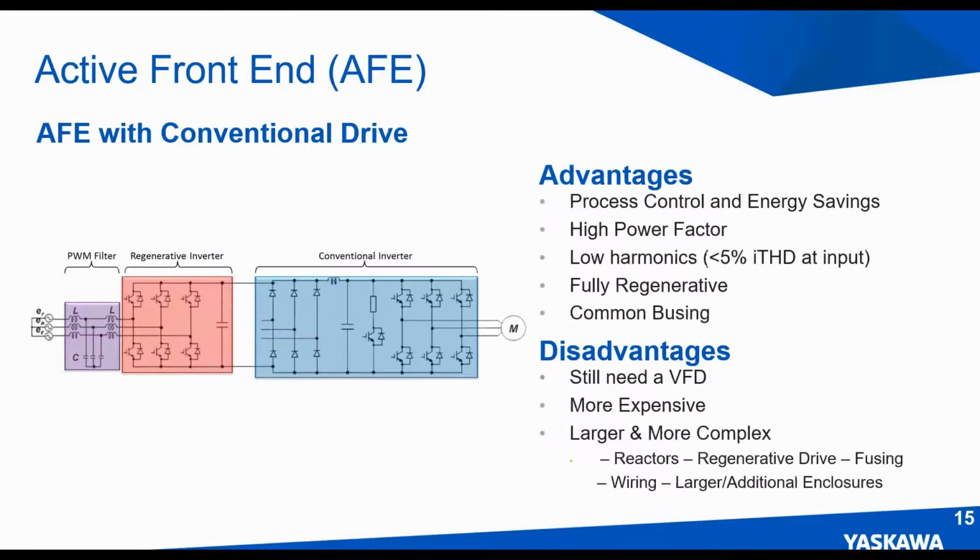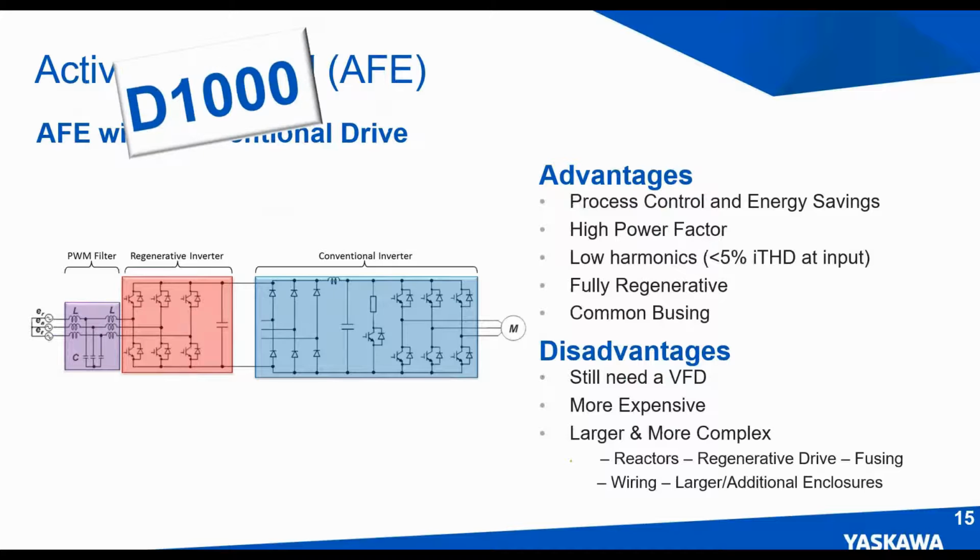The next option for regen is an active front end, or an AFE. Yaskawa's AFE is the D1000. The D1000 is comprised of a regenerative converter and an input filter. There's your converter, there's your input filter circuit.